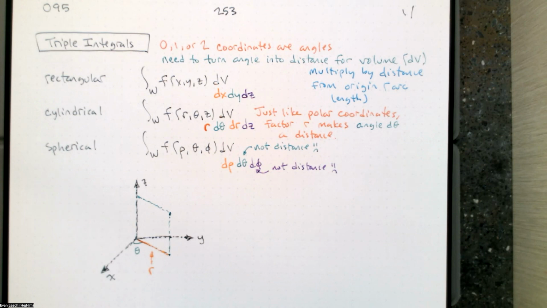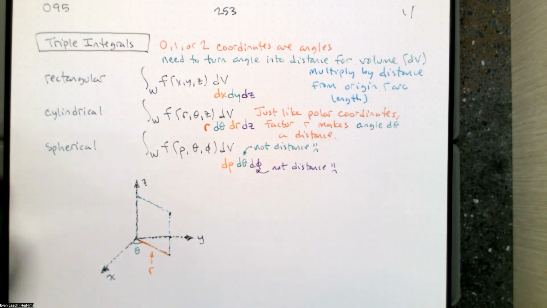What are we talking about? Oh, yes. So theta and phi, d theta and d phi, are not distances, and we're trying to make a volume, so we need to make the distances. We are going to do the same thing. We're going to multiply by how far from the pole that point is.